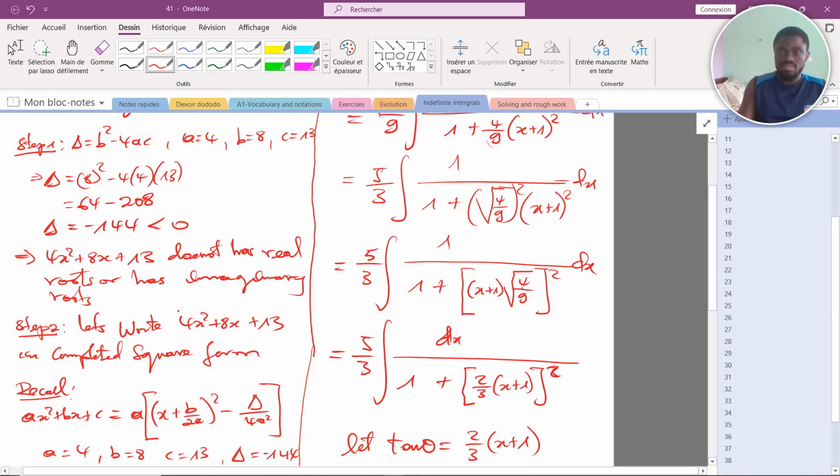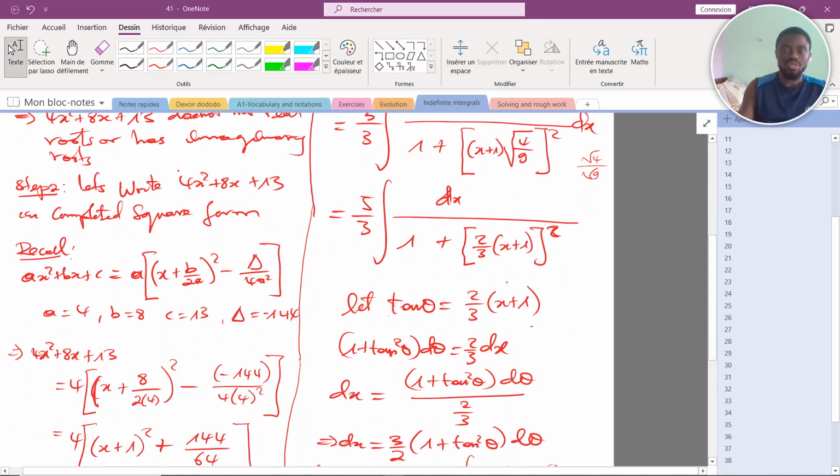And I simplified this. I know that this is the same as the square root of 4 over the square root of 9. So this gives me 2 on 3 times this all squared. Now since everything is already in this form, since we are already in the form of the integral of 1 on 1 plus something squared dx, the ideal substitution is to let tan theta be equal to what is inside the square. You understand? After letting it, we basically find what?